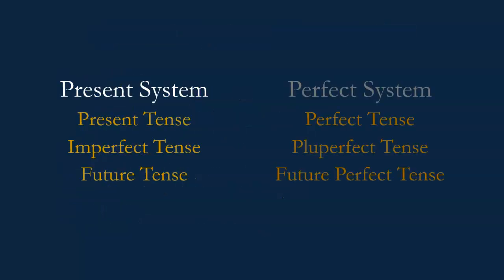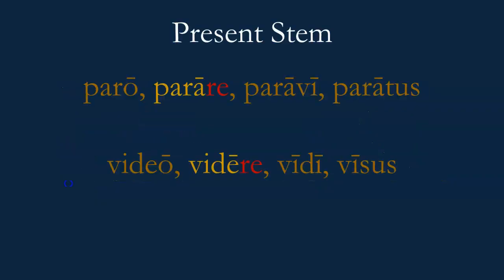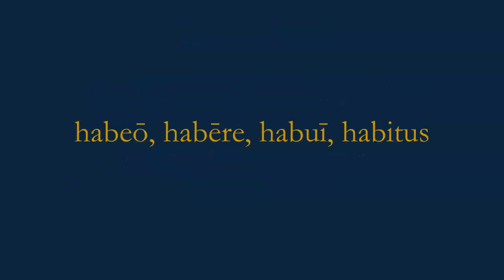Remember that the present system consists of 3 tenses: the present, the imperfect, and the future. To form the imperfect tense of a first or second conjugation verb, first find the present stem by going to the second principal part, which is the infinitive, and taking off the re. For the verb habeo, meaning I have, the principal parts are habeo, habere, habui, habitus.